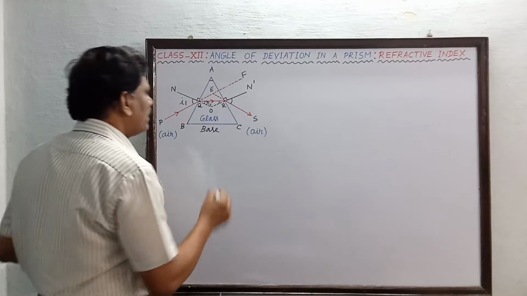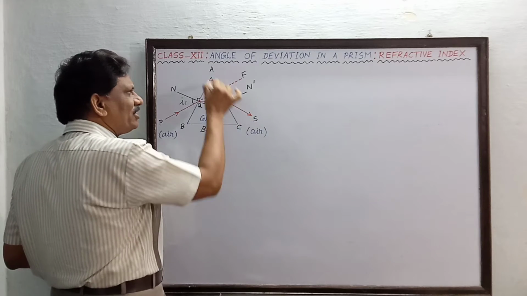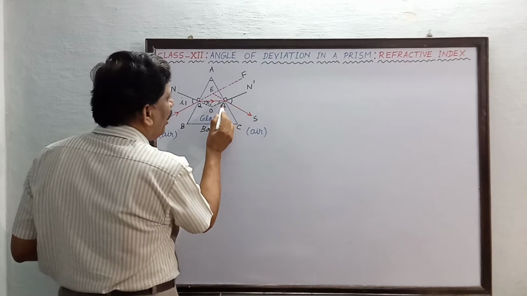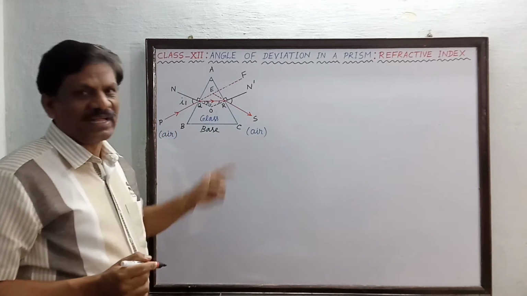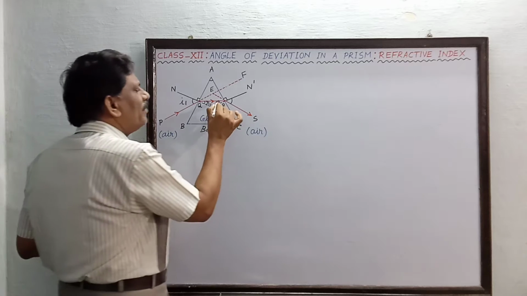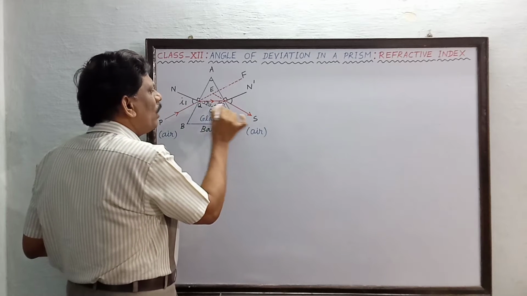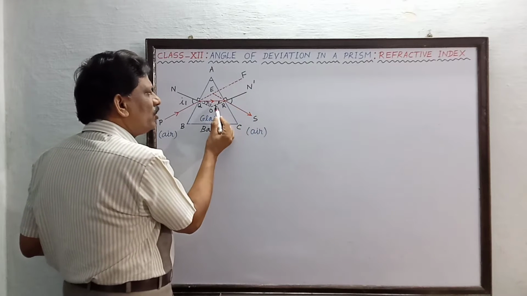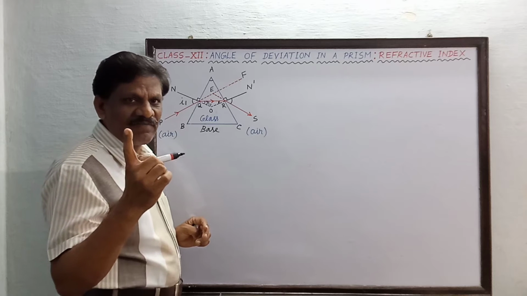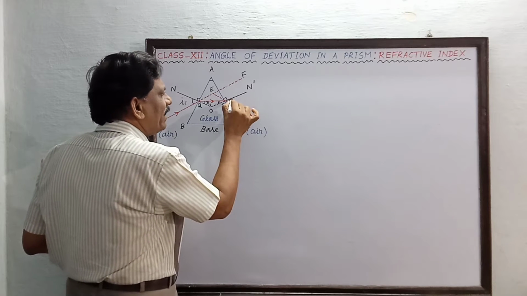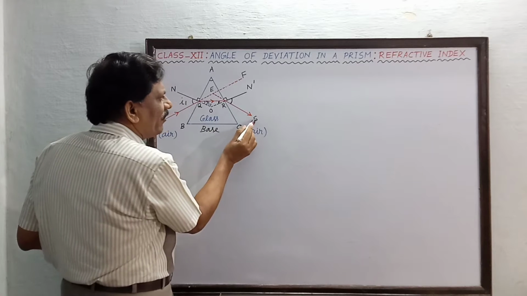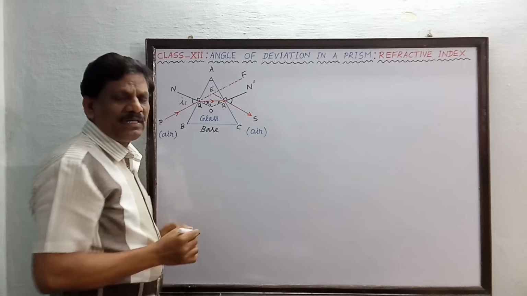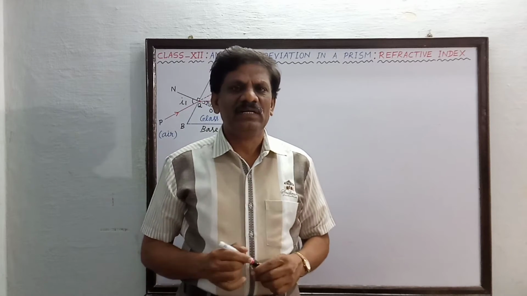So here you can see for the second refraction at the surface AC, QR is the incident ray and RS is the refracted ray. So the angle made by this QR with the normal N dash, this should be the angle of incidence for the second face, and the angle made by the refracted ray RS with the normal N dash, this must be what? Angle of refraction, is it not?